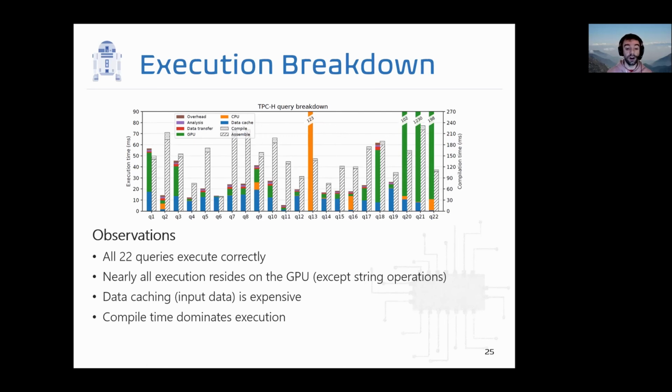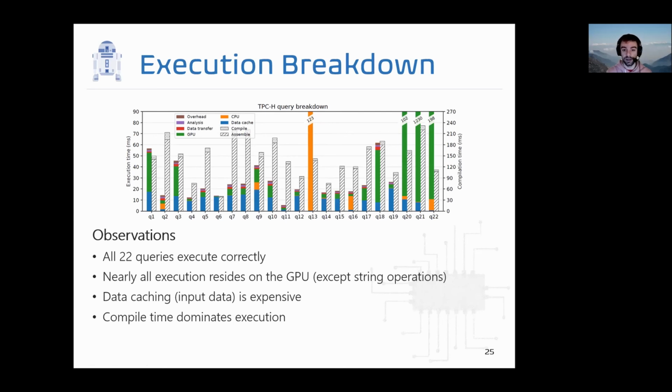And number 2, nearly all the execution actually resides on the GPU. So with the exception of string operations, we actually perform the majority of the computation on the GPU directly. You'll also notice that data caching is very expensive. So for nearly all the queries over here, data caching represents over half of the overall execution cost. And so it really matters for GPU execution where we store input data.